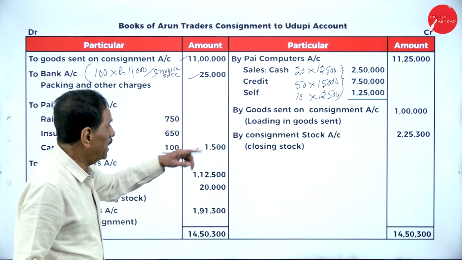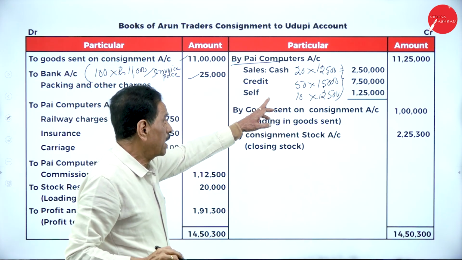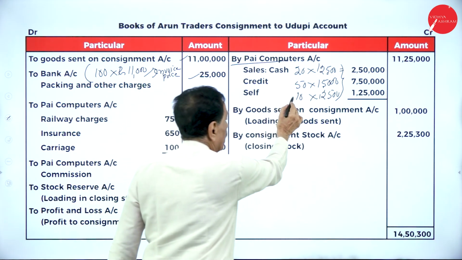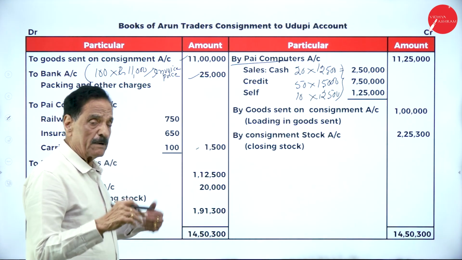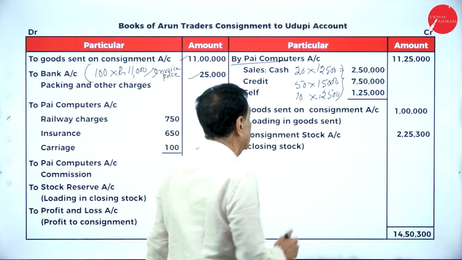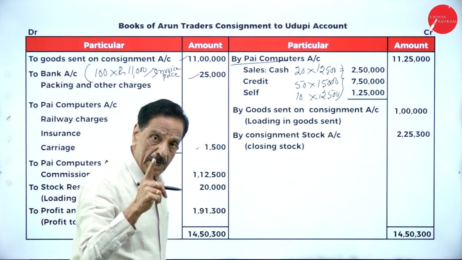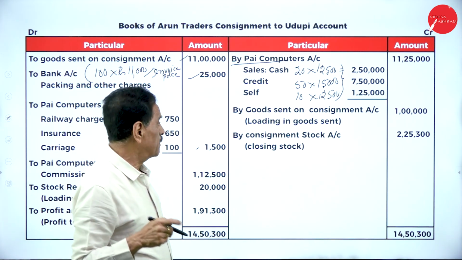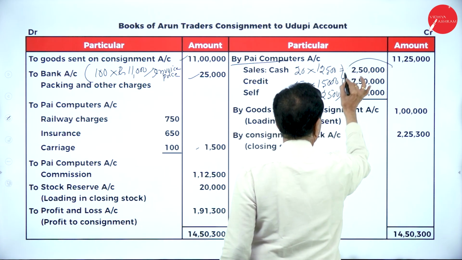So the consignee sold the goods in the form of cash: 20 computers at the rate of 12,500 each. On credit, 50 computers at 15,000 each. Whatever is leftover taken by himself, at what rate? 12,500. How many computers? 10. Totally 80 computers have been sold, some in cash, some on credit, and the leftover taken by him at 12,500.